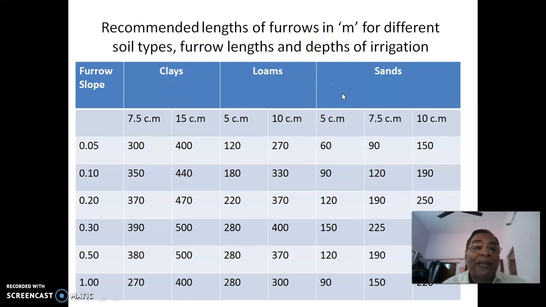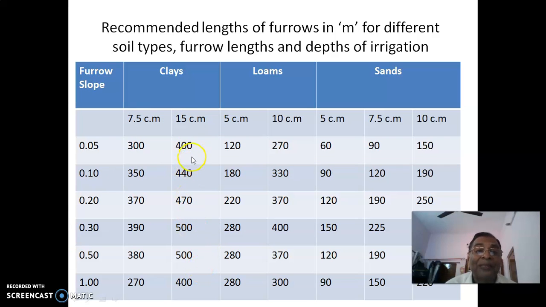So that means for a given soil type, a given slope, and a depth of irrigation. Of course, this depth of irrigation depends upon the crop also, no doubt. What is the optimum length? This is the design criteria. We can select directly here. This is one such table prepared. An important point you should learn: as the furrow slope increases across all soil types, definitely the furrow length gets decreased.